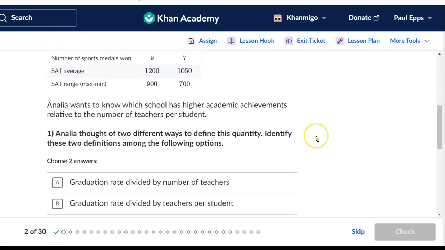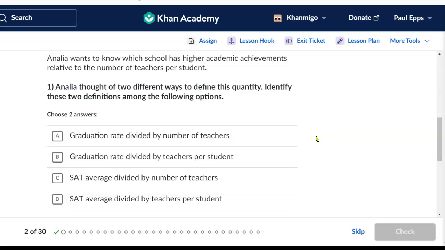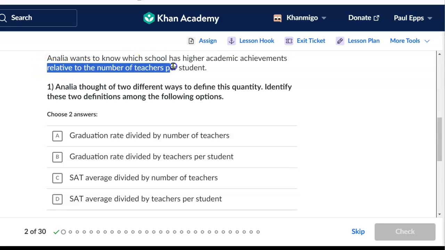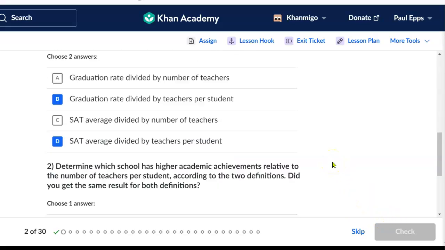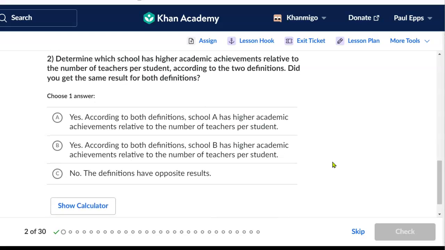Okay. So here's the options. Identify the 2 different ways to define this quantity. Okay. A, graduation rate divided by number of teachers. No, because what we're looking for is something relative to the number of teachers per student, not just the number of teachers. So actually we can eliminate A and C because it doesn't mention teachers per student at all. So the only answers we can use here are B and D. Oh, there's another part of the question.